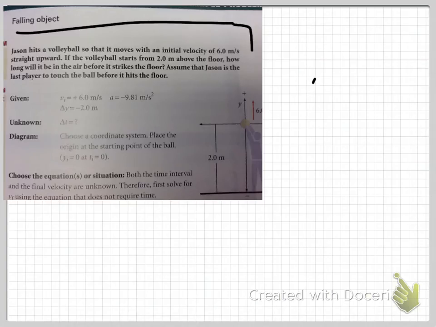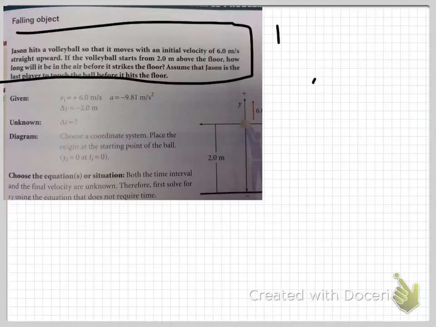So the problem we're given: Jason hits a volleyball so that it moves with an initial velocity of 6 meters per second straight upward. If the volleyball starts 2 meters above the floor, how long will it be in the air before it strikes the floor? Assume that Jason is the last player to touch the ball before it hits the floor. So the ball is 2 meters up, it's up here somewhere, and he hits it straight up. How long does it take for that ball to hit the ground again if nobody else touches it?